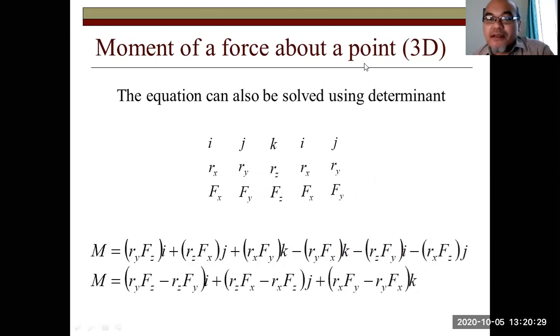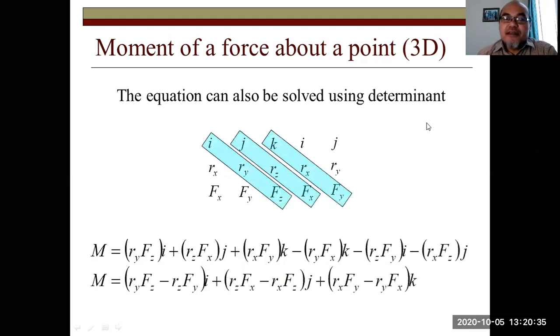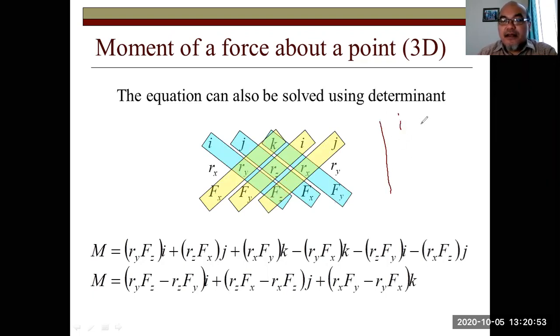Alternatively, we can also use the determinant, like we have learned in analytical algebra, to obtain the cross product with i, j, k. Usually, in my case, I would use this: i, j, k in the first row. Then we put the first vector into the second row, Rx, Ry, Rz, and the second vector in the third row, Fx, Fy, Fz.